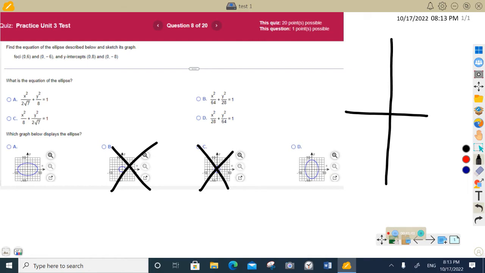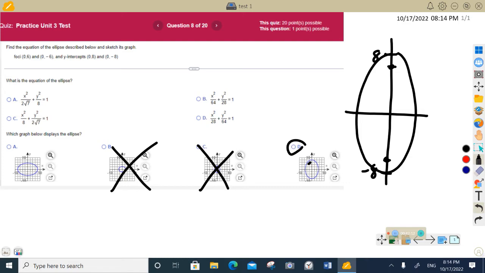This is actually going to be easier now. So we have 8, negative 8, and then we have 0, 6, and 0, negative 6. Those are your foci. So I know it's doing a little something like this. So my major axis is the y. Now, let's say we didn't know that, but I know by the graphs down here, the only one that has x and y intercepts of 8 is D. But I want to go through this with you.